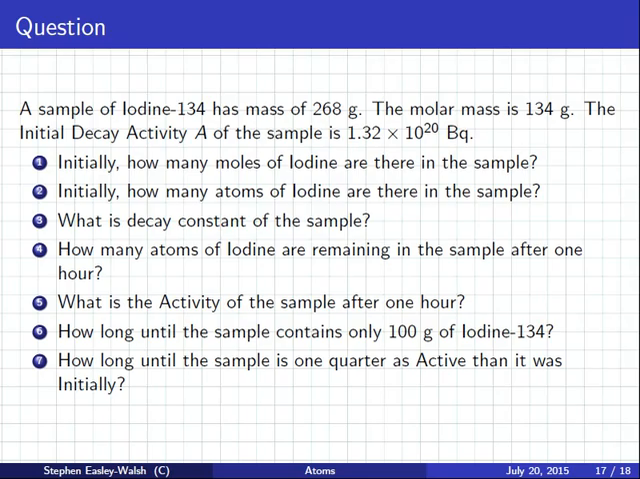How long until there are 100 grams of iodine left? Okay, try that.